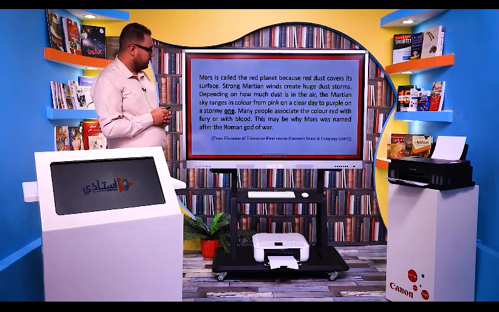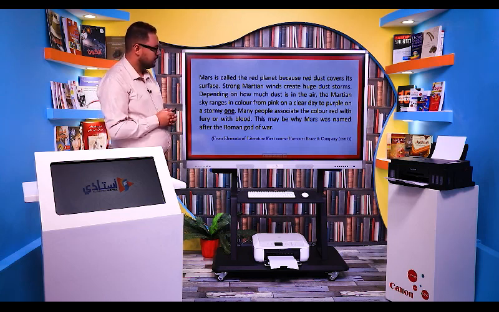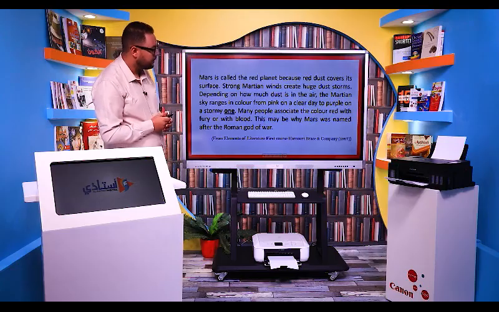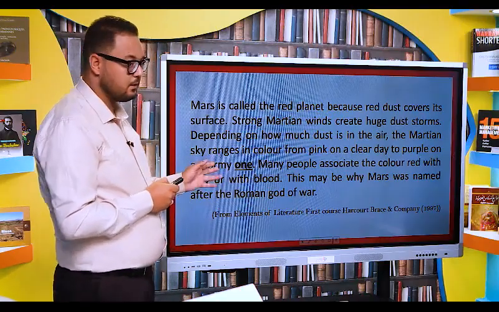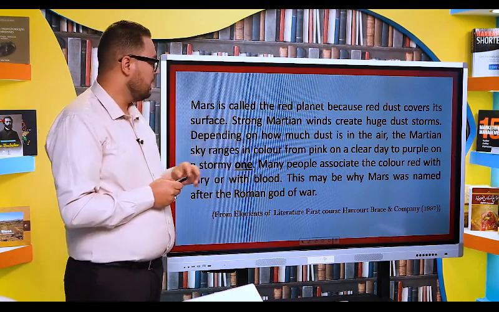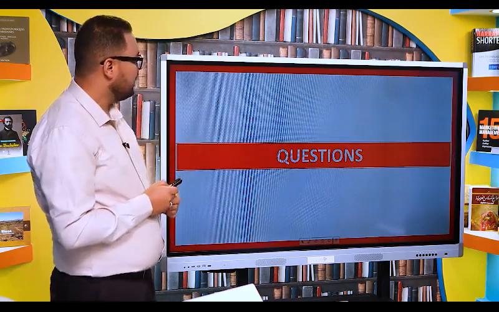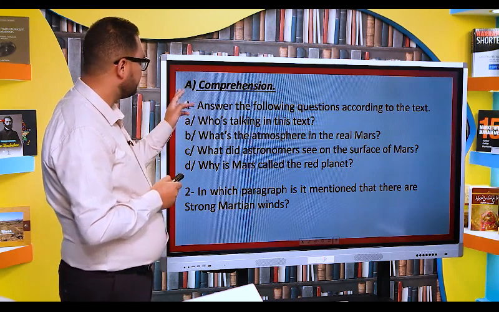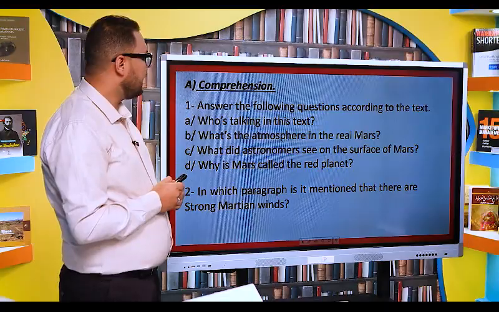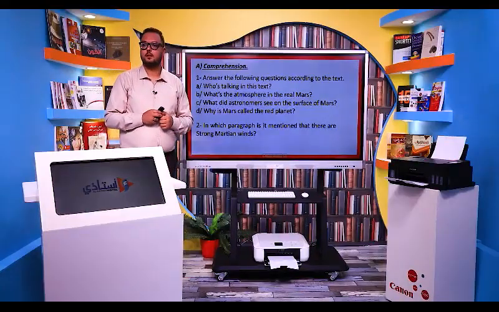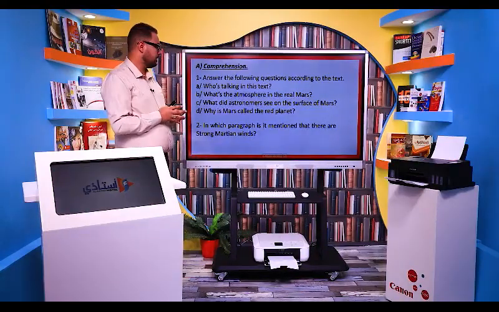From Elements of Literature, First Course, Harcourt and Brace and Company, 1997. This is our text, which contains 3 paragraphs. We move now to the questions. Section A, comprehension. 1. Answer the following questions according to the text.